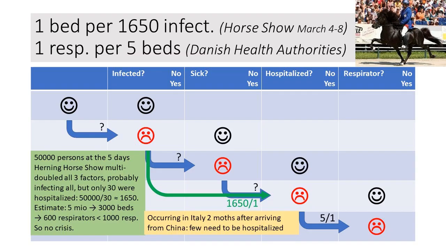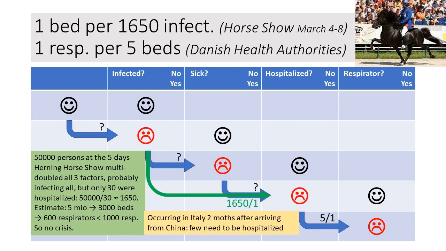When meeting an infected person, some are infected, some are not. If infected, some are sick, some are not. If sick, some are hospitalized, some are not. If hospitalized, some need a respirator, some do not. A 5-day horse show in the Danish town Herning from March 4 to 8 helps estimating the different percentages.